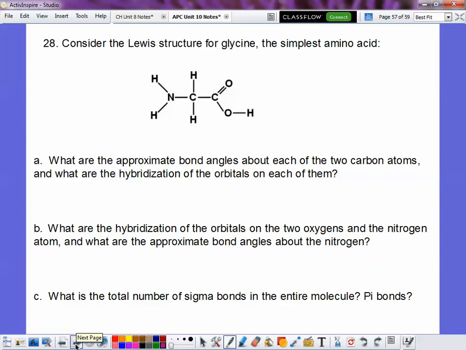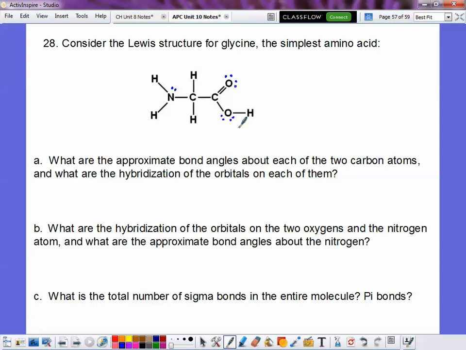We have glycine, which is one of the simplest amino acids. We actually need to finish the Lewis structure here. We have to put in lone pairs to make everything happy. Nitrogen, remember, likes to have 3 bonds and 1 lone pair. Oxygen likes to have 2 and 2, so each of my oxygens is going to need 2 lone pairs.